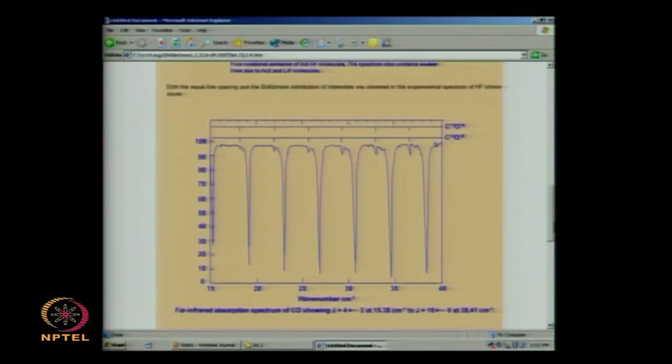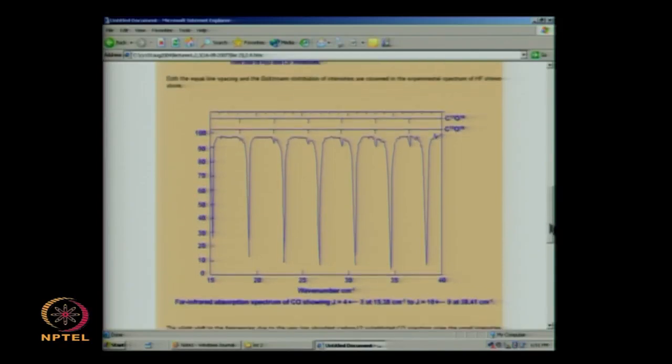I'll show you two spectra here. The spectrum that you see in this picture is the spectrum of carbon monoxide. Let me read the lines of the text here. The x-axis is the wave number axis, which corresponds to centimeter inverse, 10, 20 centimeter inverse, etcetera. And the y-axis corresponds here to the extent of absorption, and you see a beautiful equidistant spectrum between the nearby peaks.